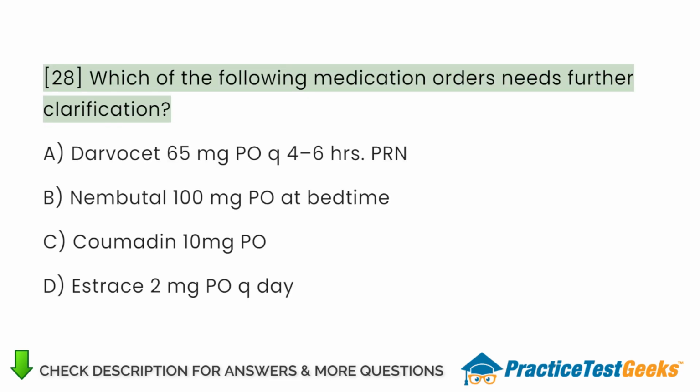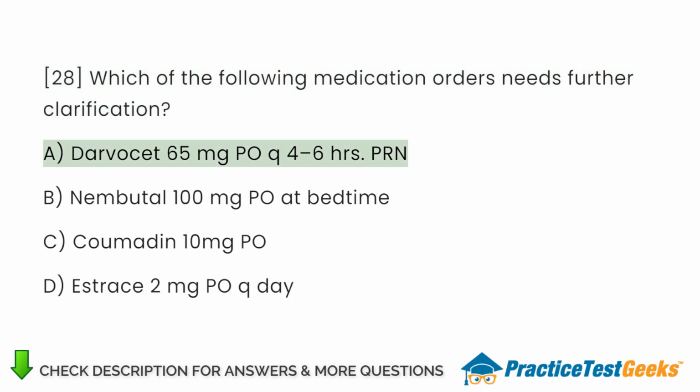Which of the following medication orders needs further clarification? A. Darvocet 65 mg PO q4-6 hours PRN. B. Nembutal 100 mg PO at bedtime. C. Coumadin 10 mg PO. D. Estrace 2 mg PO daily.